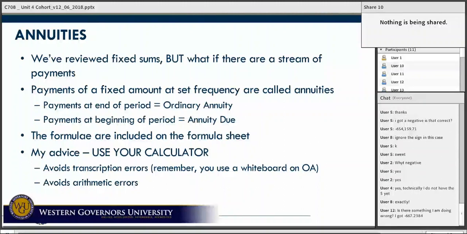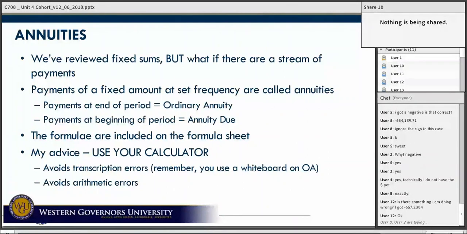So we've got annuities. We've reviewed fixed sums. Okay, I am doing something wrong. You got 667, 2384. It might be, Mary, the way your calculator is set up. We can talk about that.